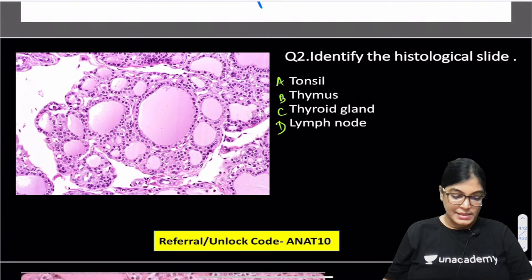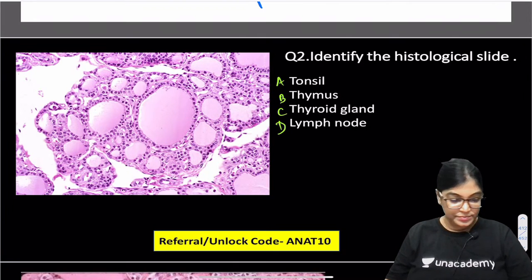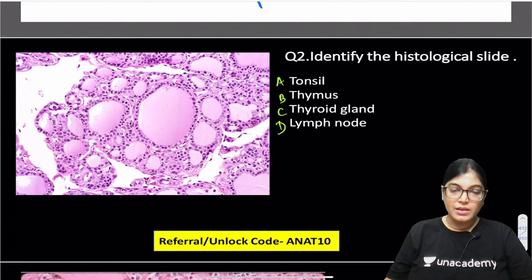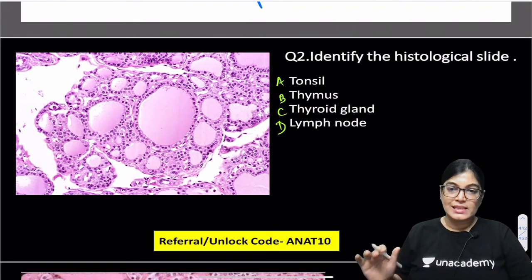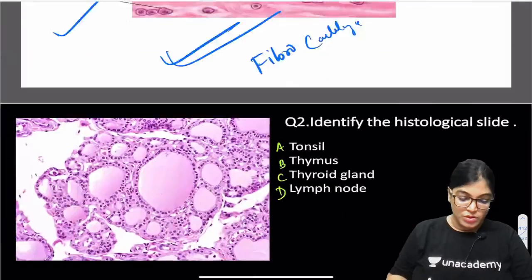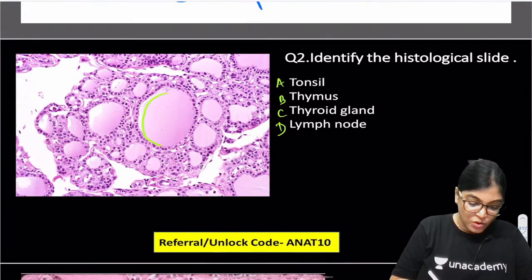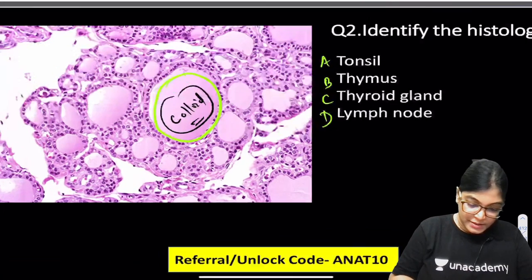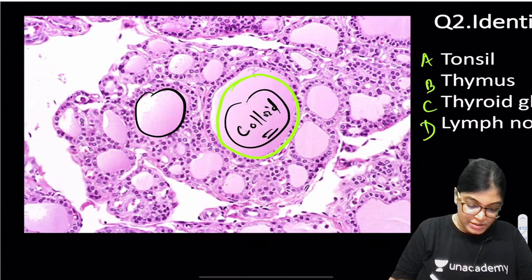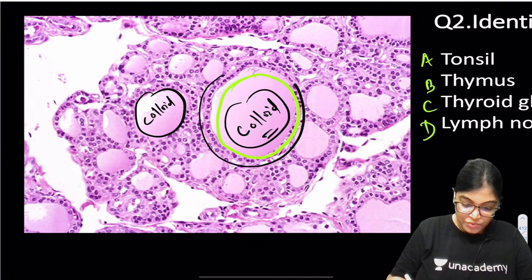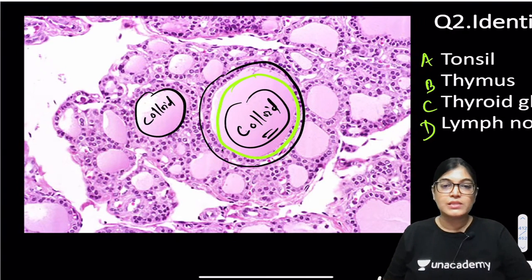Okay, so Sarans is telling thyroid, Sam is telling 2C, what about others? Thyroid, okay. Yes, my dear aspirants, you are absolutely right. The slide is of thyroid. In this slide, you can see these are colloid filled spaces, all colloid, and they are surrounded by follicles. So these are thyroid follicles as you can see here.